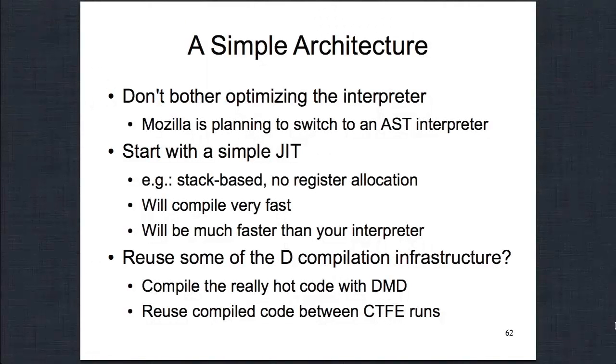I would say if you're starting to implement a JIT compiler, you should probably go with something simple. For example, maybe something stack-based, something that doesn't do register allocation. It will compile very fast, and it will be much faster than any interpreter, no matter how much time you spend engineering that interpreter. So it'll pay for itself very quickly. If you have code that's really hot inside of CTFE, maybe you could actually reuse some of the DMD infrastructure to compile it. And maybe you could even cache some of that code between runs to save time.